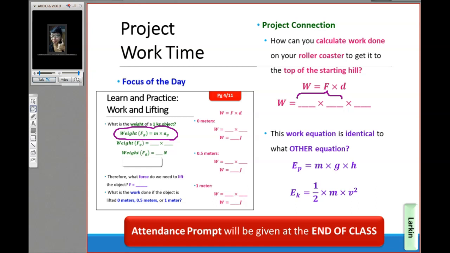Excellent. I see Rishane in the chat box. I see Caitlin typing. I need more participation. Again, the longer we take to participate, the longer we have to go into passing period. So make sure you're working quickly.